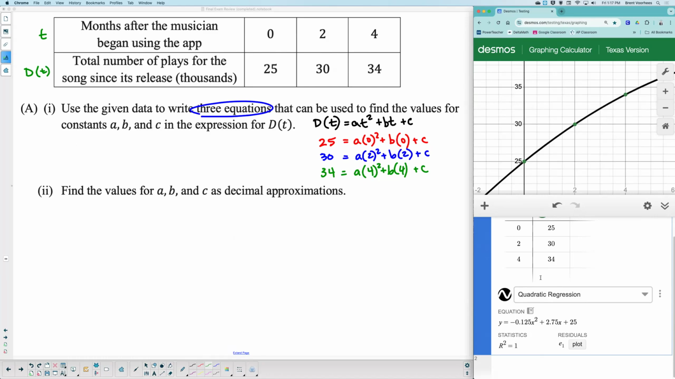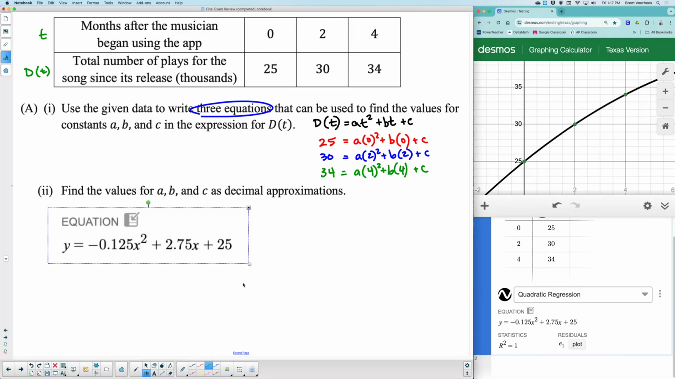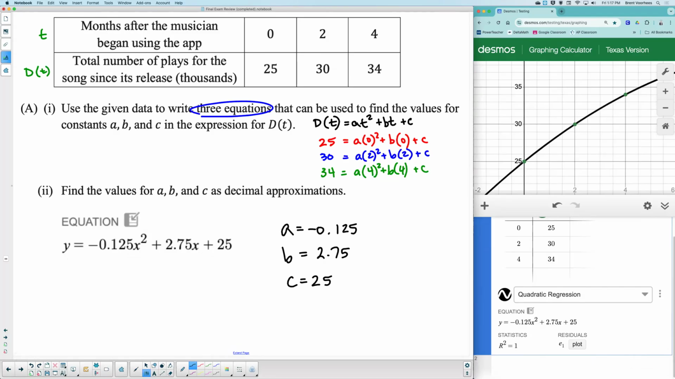There it is, quadratic. By the way, because it says the r squared is 1, that means it could be a perfect model. Given our data, we have a perfect model. There's my equations there. Therefore, you must include 3 decimals, so this one we don't even have to round. a is negative 0.125, b is 2.75, and c is 25. I told you c was 25 because of this right there. 25. That would be the answers to A2.